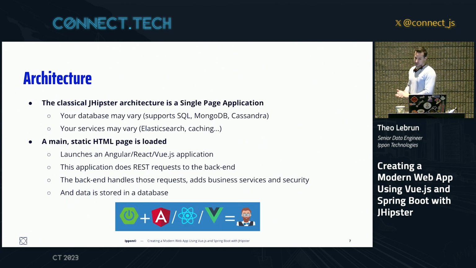In terms of the architecture, like I said, the classical JHipster architecture is a single page application. The database, you can pick any kind of database. It can be SQL, it can be NoSQL with MongoDB or Cassandra. And then you can plug in other services and modules. For example, Elasticsearch, Kafka. We also have caching, all that stuff. So really up to you, depending on what you want to achieve.